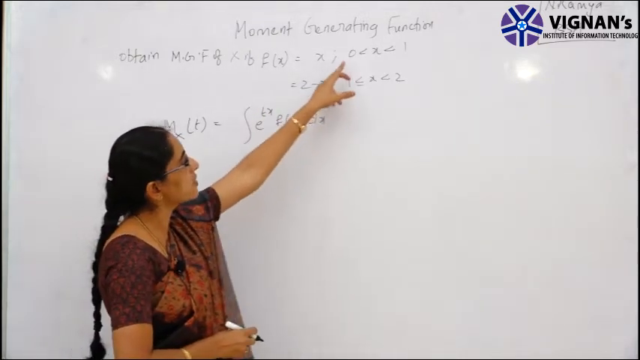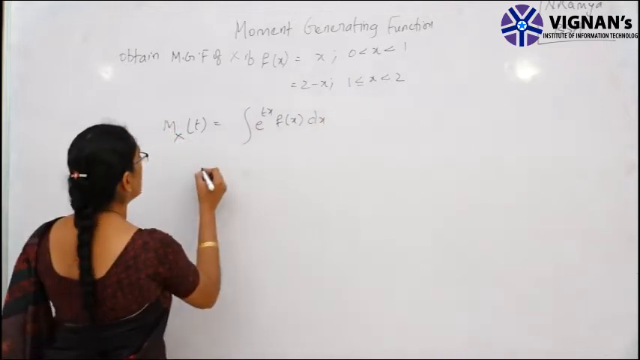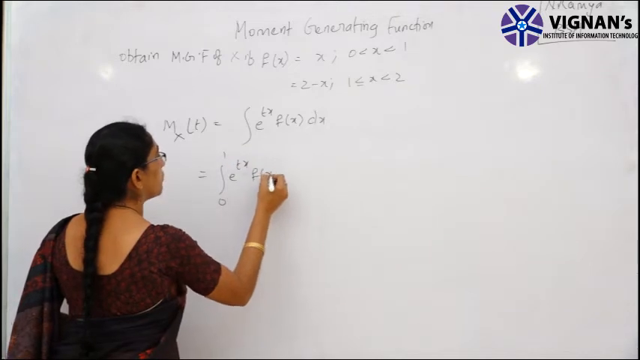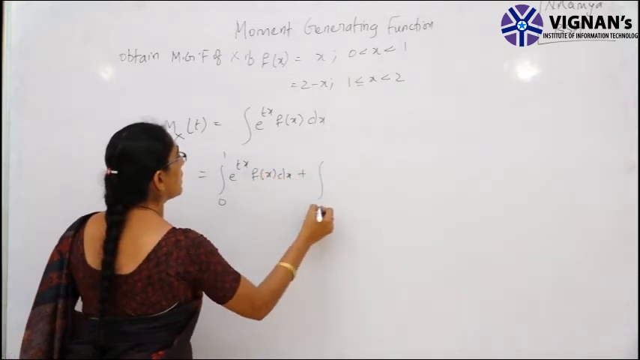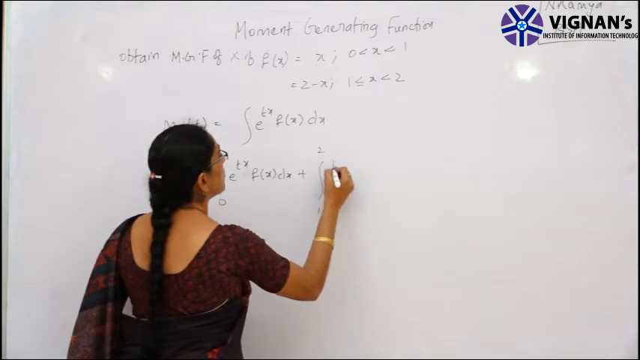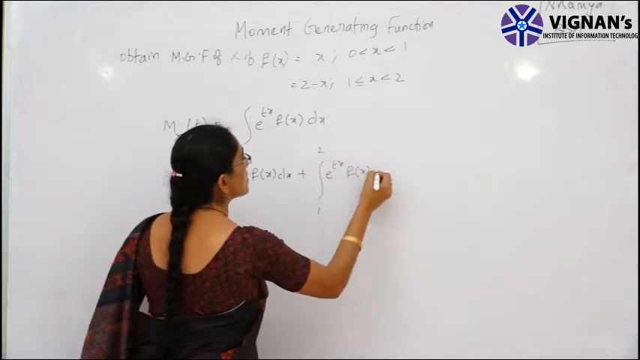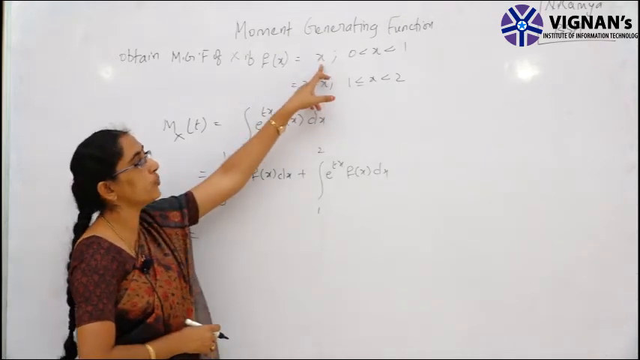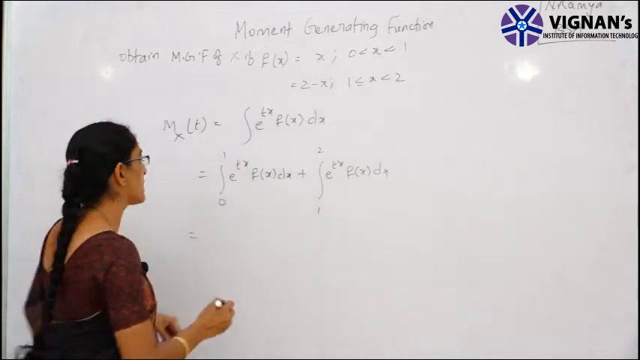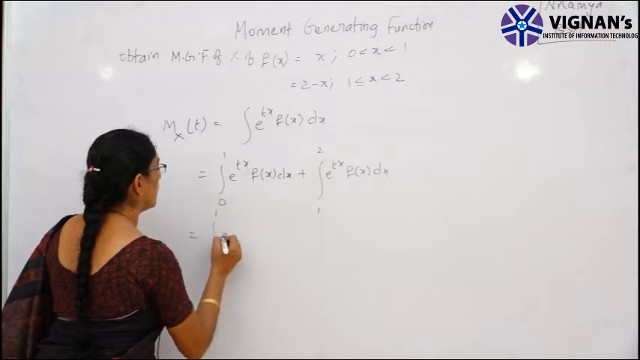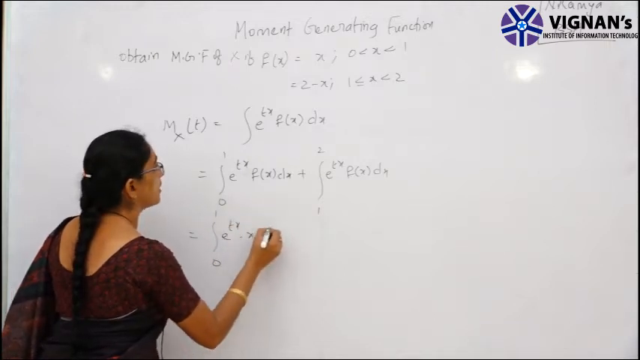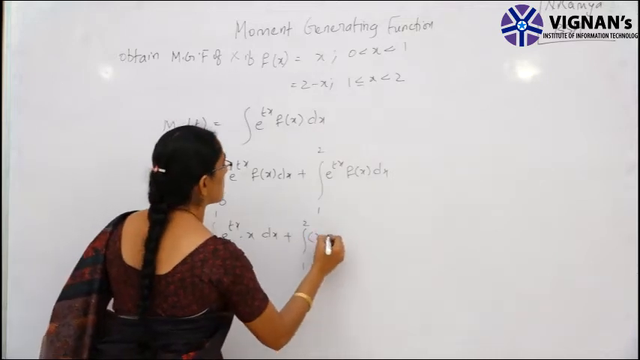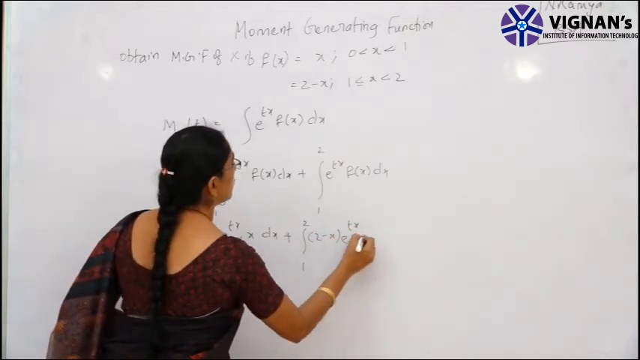Now, here x is taking 2 intervals. So, integral over 0 to 1 of e power tx into f of x dx plus integral over 1 to 2 of e power tx into f of x dx. Now, from 0 to 1 the density function is given as x. So, integral 0 to 1 of e power tx into x dx plus, from 1 to 2, the function is 2 minus x, into e power tx dx.